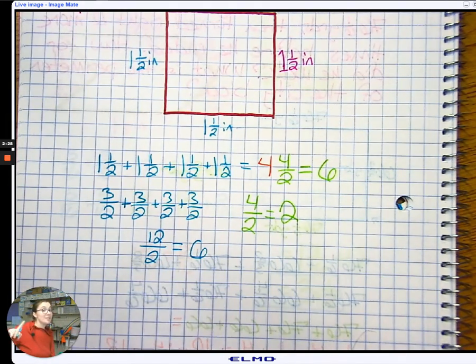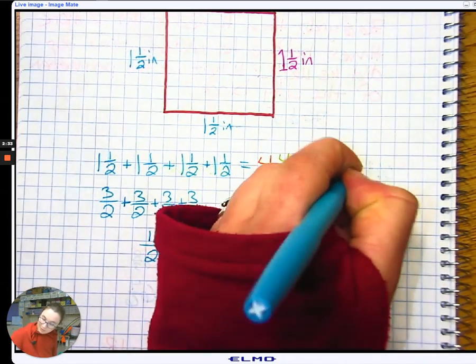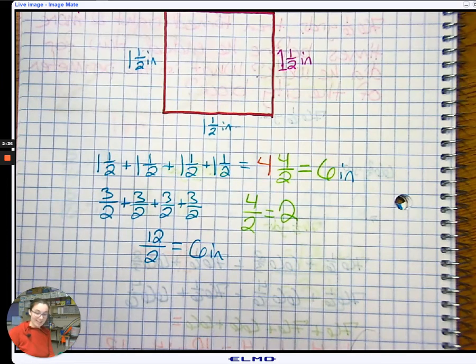But I'm not done yet. 6 what now? 6 inches. The perimeter of this square is 6 inches. And that is perimeter with fractions.